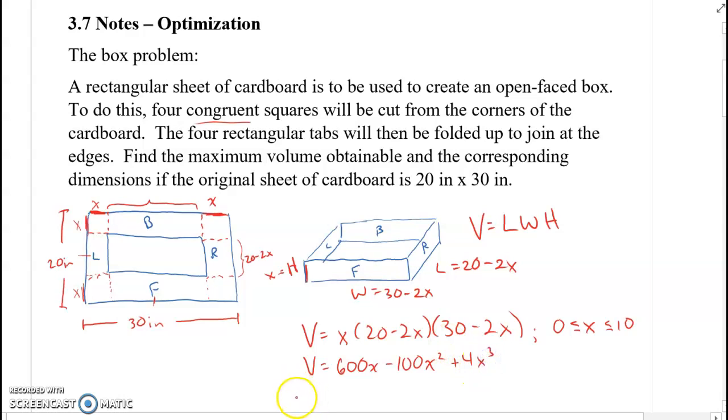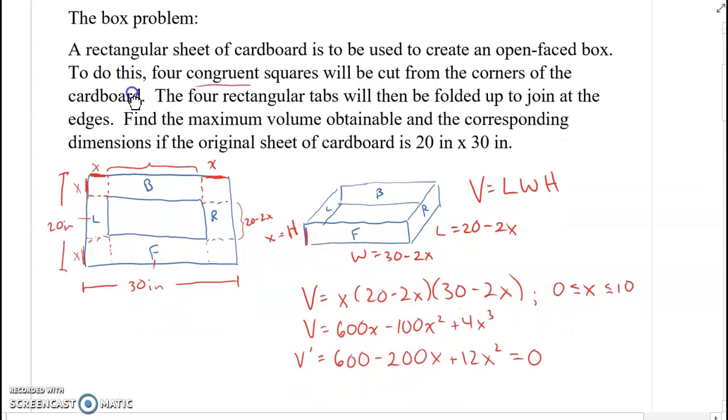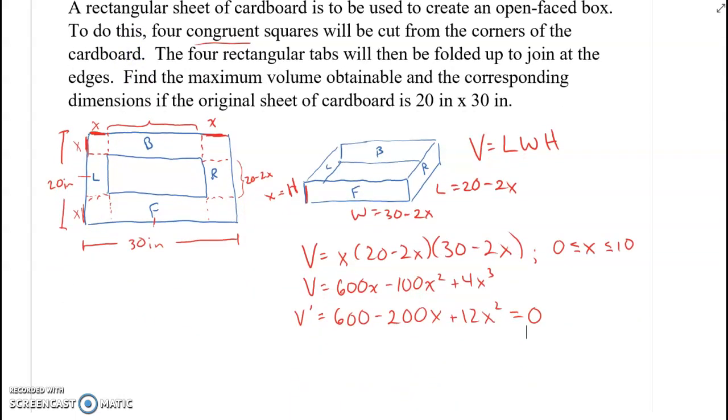So we're going to find v prime, which is 600 minus 200x plus 12x squared. And we're going to set that equal to 0. These might be frighteningly large numbers, but at the very least we can reduce them. 12 is 4 times 3, and while 3 doesn't go into 200, 4 goes into 200, and it also goes into 600. So we can divide everything by 4. Factoring out a 4, we get 3x squared minus 50x plus 150.